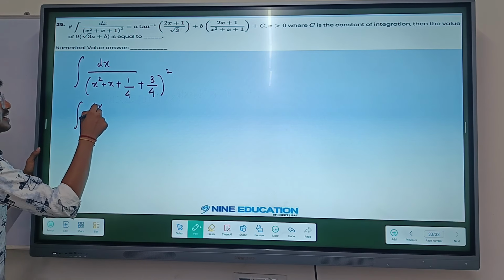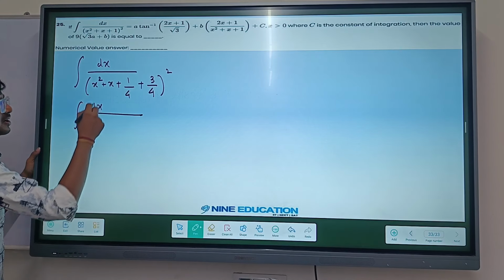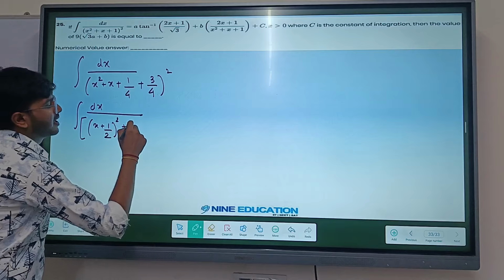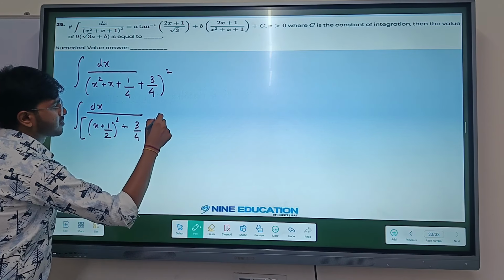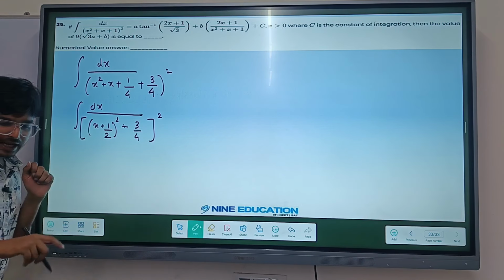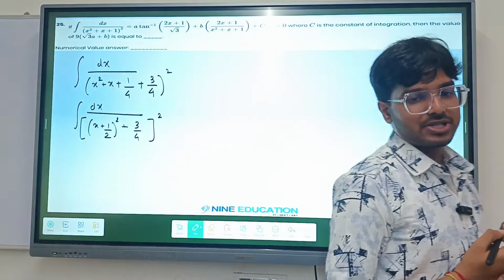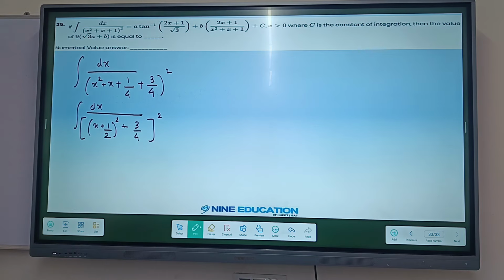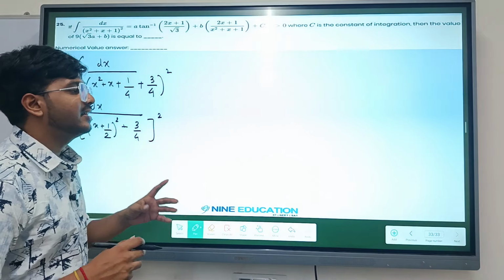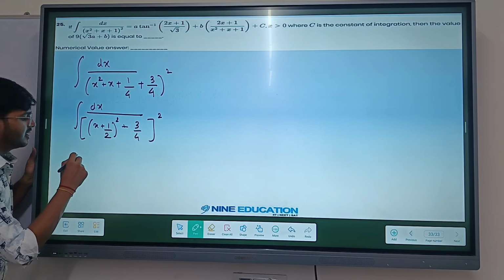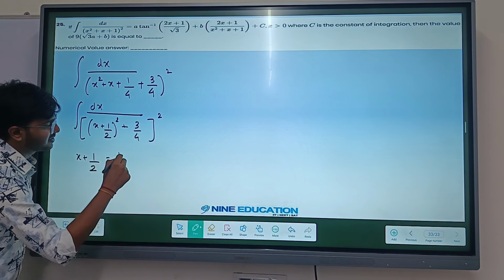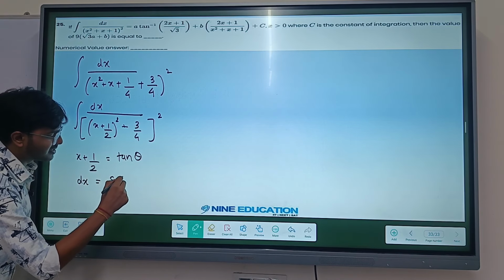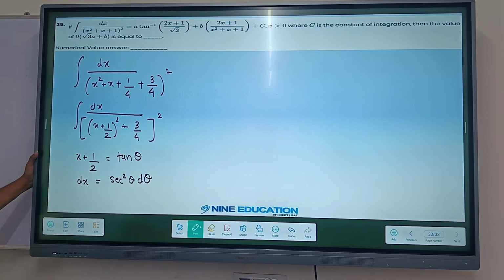So this will be integration dx by (x square plus x plus 1 by 4, that is x plus 1 by 2 whole square, plus 3 by 4) whole square. There was an earlier question similar to this, where there was a whole square in the denominator. What did we do? That whole square part, we took it as tan theta. In the same way here, we'll take x plus 1 by 2 as tan theta, so differentiation gives dx equal to secant square theta d theta.